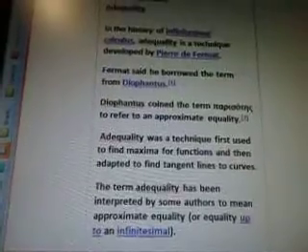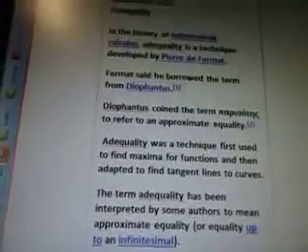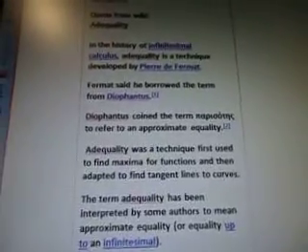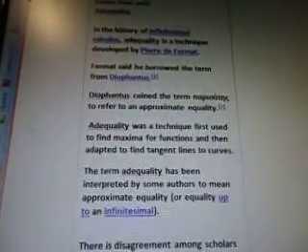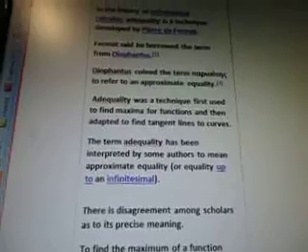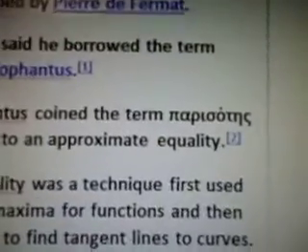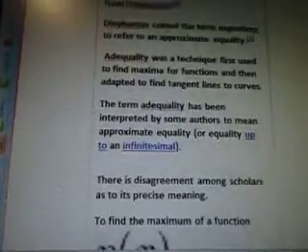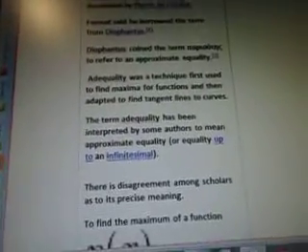In the history of infinitesimal calculus, adequality is a technique developed by Pierre de Fermat. Fermat said he borrowed the term from Diophantus. Diophantus coined the term. Your guess is as good as mine. Looks like it's Greek or something there. To refer to approximate equality.